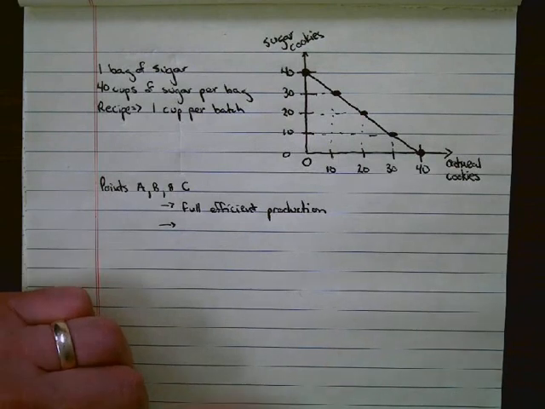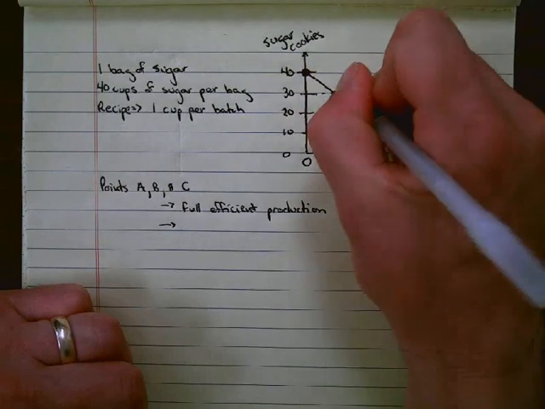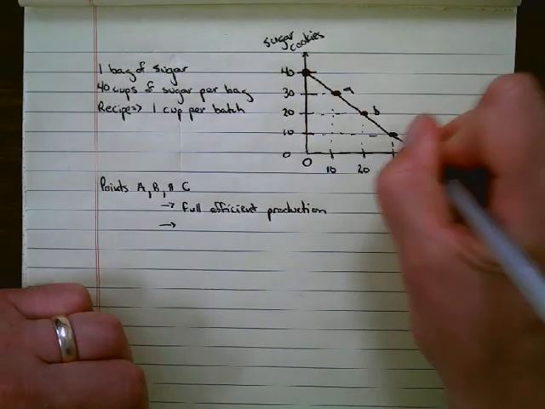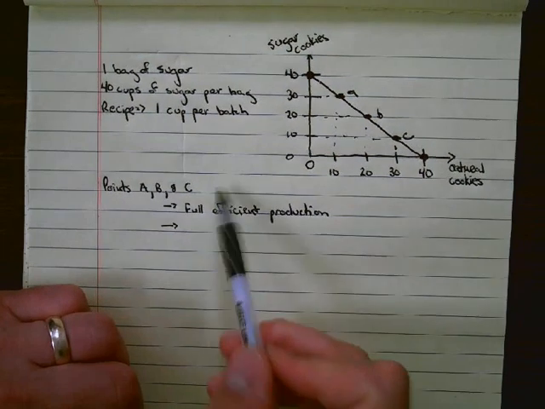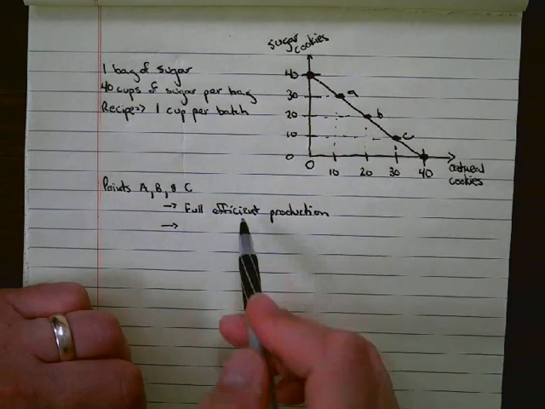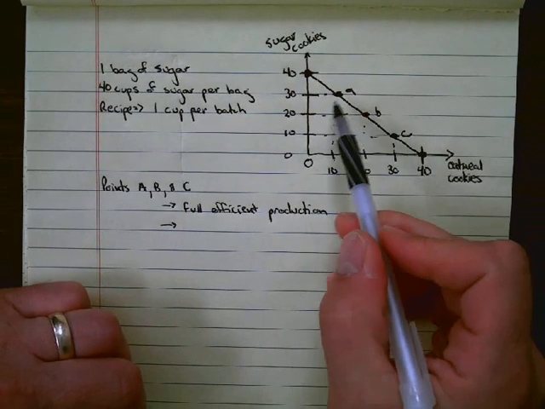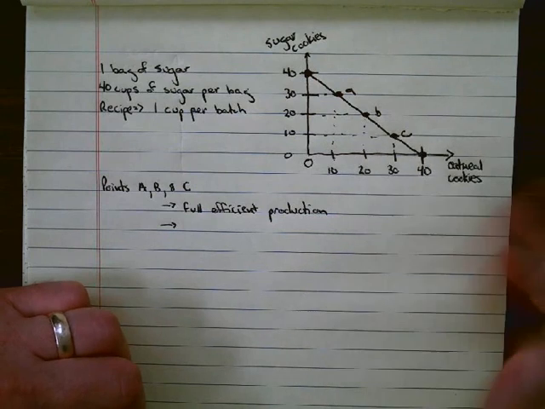Now, these points on the curve are very significant. Points A, B, and C represent something. They all have something in common. And if you look down here, what this is saying is we're at full efficient production. It doesn't matter if we chose combination A or if we chose combination B or we chose combination C.